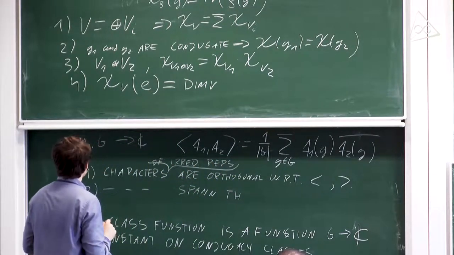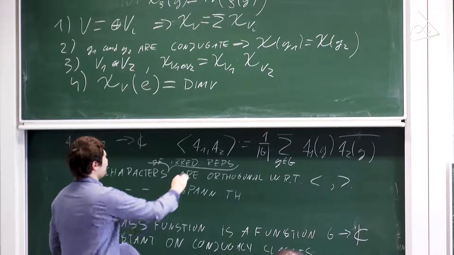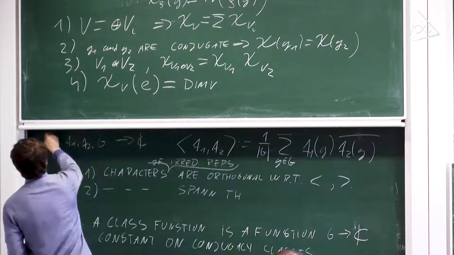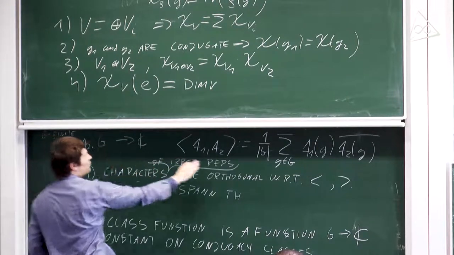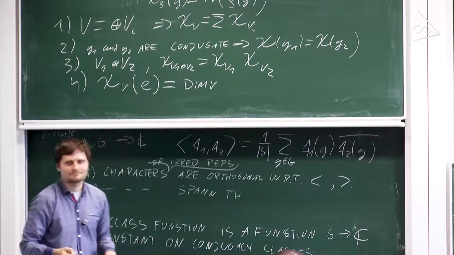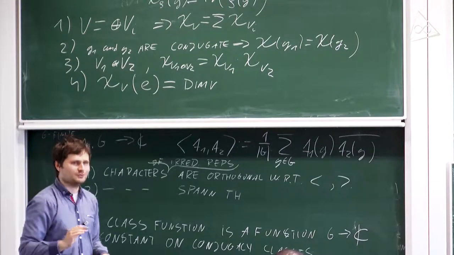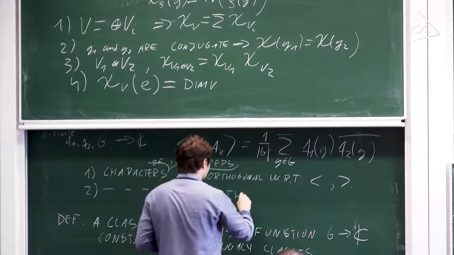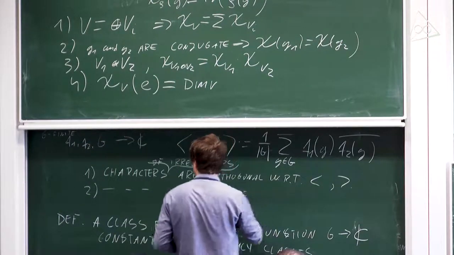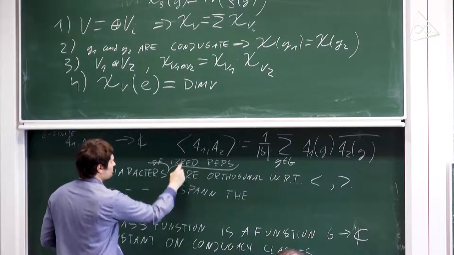Okay, and I should also say that here, in this part, we work with a finite group. Otherwise, this sum doesn't make much sense, although it does, as I will remark in a second. Okay, and they span the class functions, again, of irreducible representations.